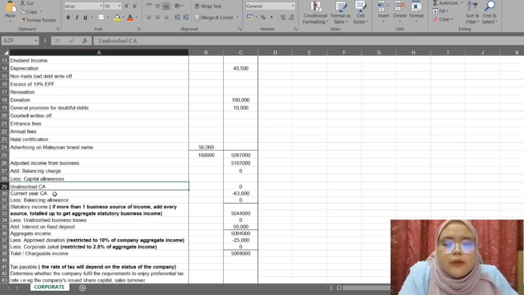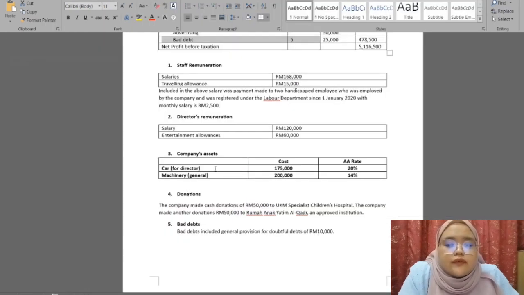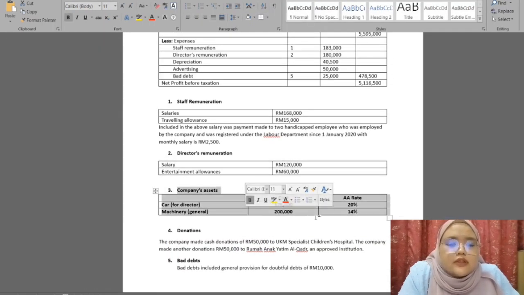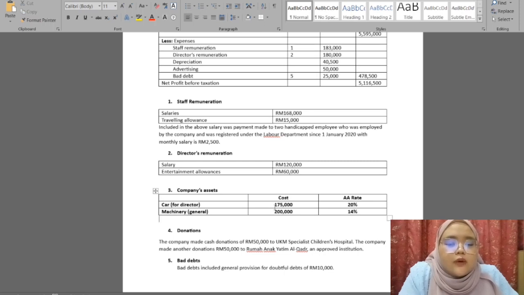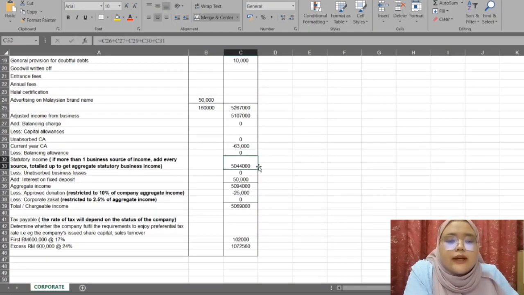There is no unabsorbed capital allowance, but there is current year capital allowance amounting to 63,000. We can get the 63,000 from here, the company assets. 63,000 is 175,000 times 20%, the annual allowance rate, plus 200,000 times 40%, and we get the amount of 63,000. Then we get the statutory income amounting to 5,044,000.